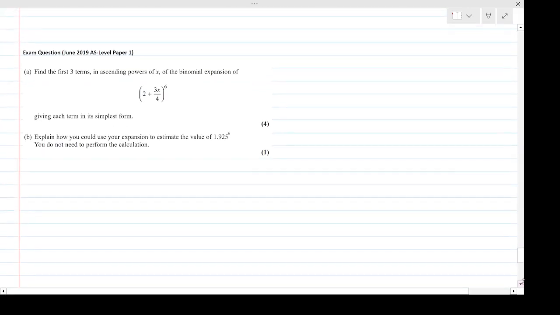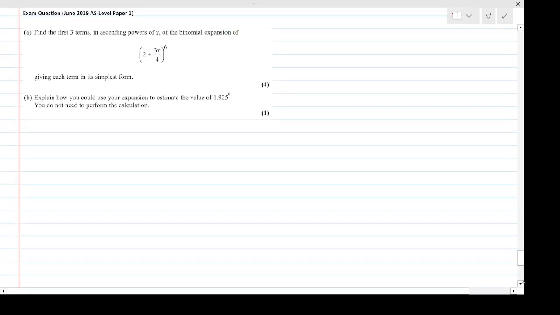Okay, let's move on to the final exam question then. So this one says, find the first 3 terms in ascending powers of x for the expansion of (2 + 3/4 x) to the 6. So it only wants the first 3 terms. So firstly then, very straightforward.